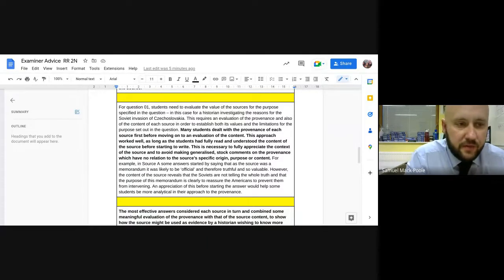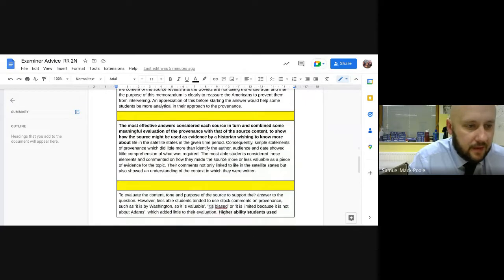Most students dealt with the provenance of each source first before moving on to an evaluation of the content. This approach worked well as long as the students had fully read and understood the content of the source before starting to write. This is necessary to fully appreciate the context of the source and to avoid making generalized stock comments on the provenance which have no relation to the source's specific origin, purpose, or content. Again, in bold here.